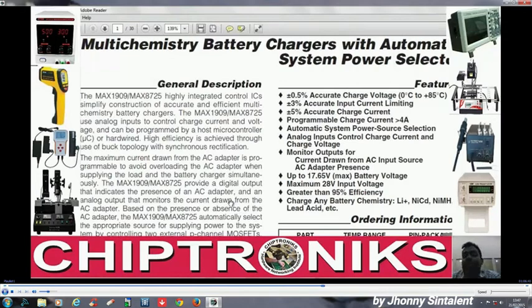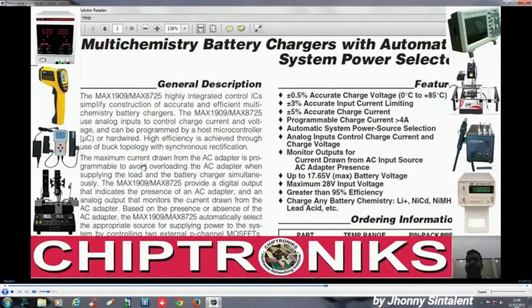Reconditioning is like when the adapter is also present and the battery is also present, then the reconditioning means the battery would get completely discharged and it will again charge through the adapter, and that feature is not present in 8725. So let's study this data sheet, and it's written the maximum current drawn from the AC adapter is programmable to avoid overloading the AC adapter when supplying the load and battery charge simultaneously. So we'll understand what the meaning of this line is.